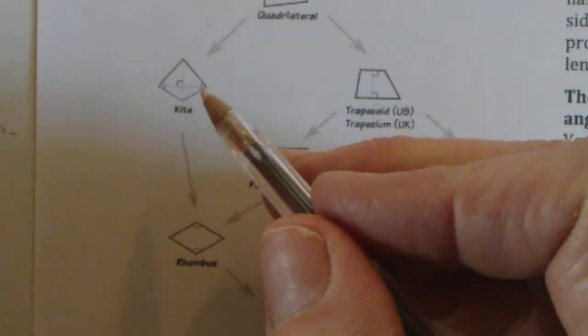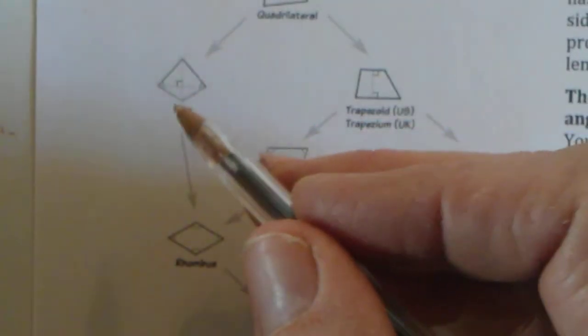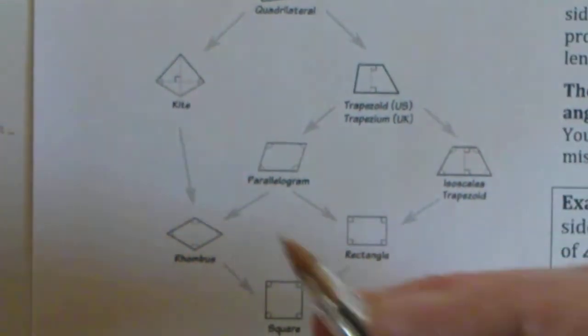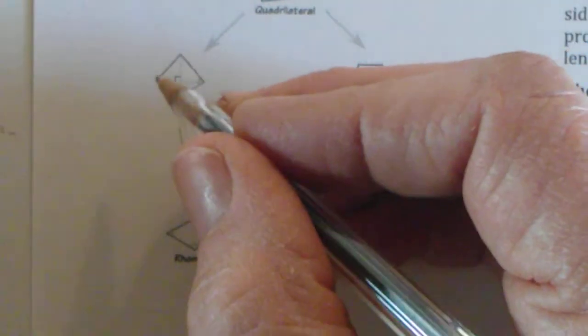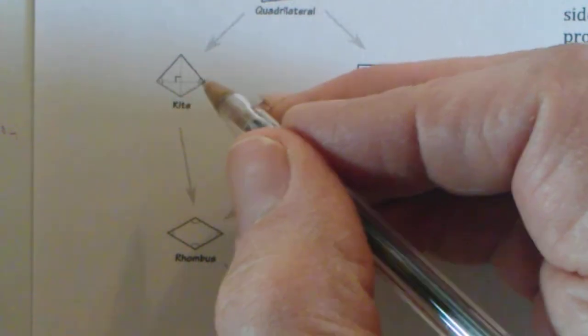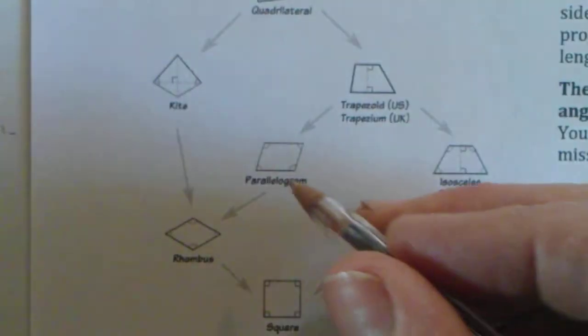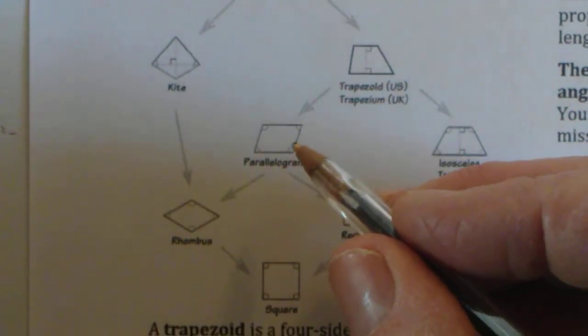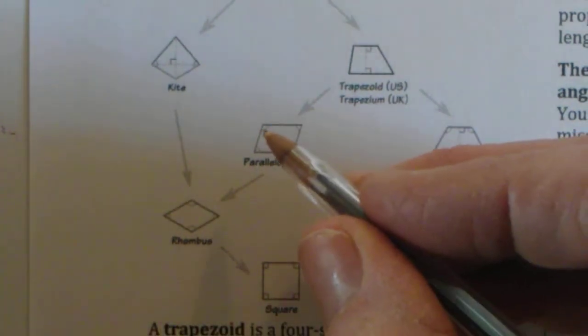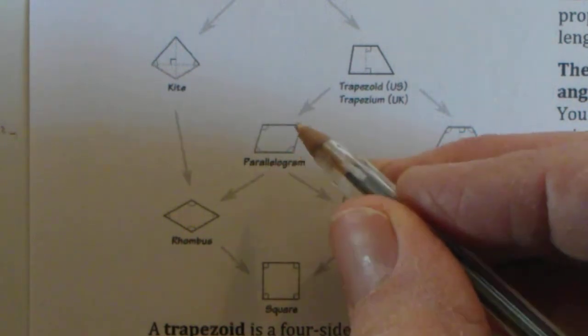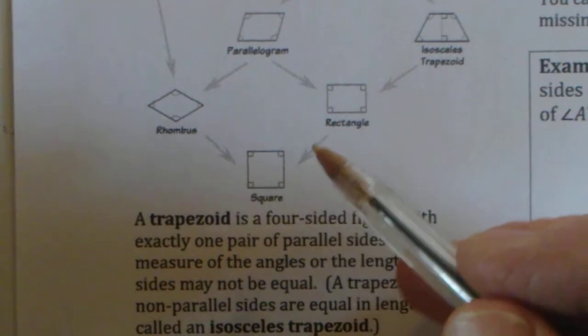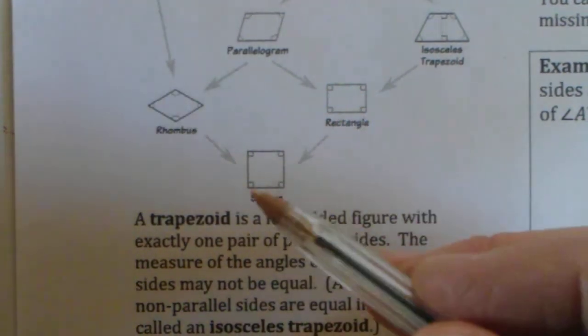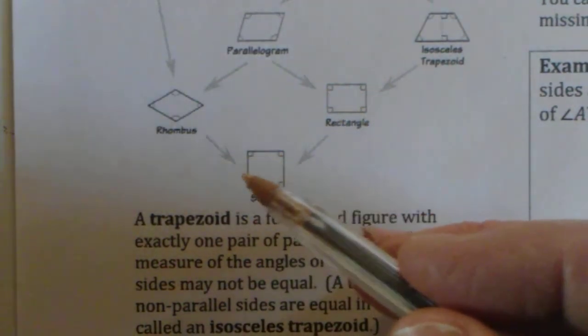Anyway, the one I skipped was kite. In a kite, you have two pairs of equal sides, like a parallelogram, except that the equal sides are touching, adjacent to each other, whereas here they're opposite. They're also showing you here in a parallelogram, this angle is equal to this angle. The opposite angles are equal in a parallelogram. In the rectangle and the square, the angles are all the same. They're right angles, they're called.